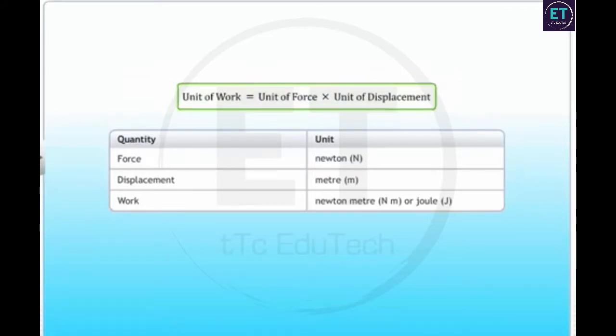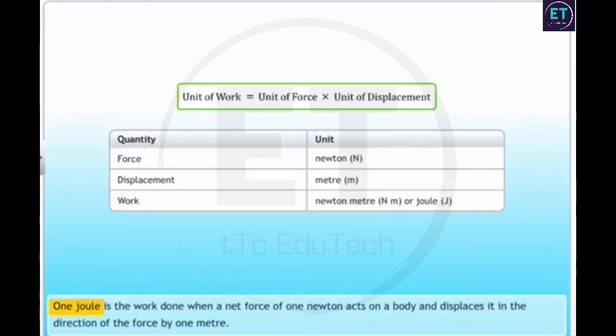In the SI system, unit of force is expressed in Newton, and the unit of displacement is expressed in meters. Therefore, the unit of work is Newton meter. In the honor of scientist James Prescott Joule, 1 Newton meter is referred to as Joule, denoted by the letter J. Thus, 1 Joule is defined as the work done when the net force of 1 Newton acts on a body and displaces it in the direction of the force by 1 meter.